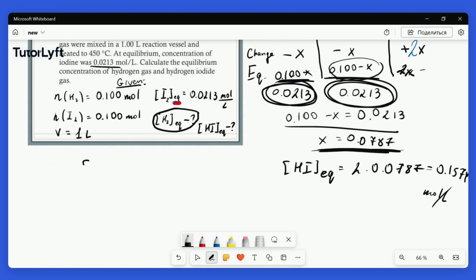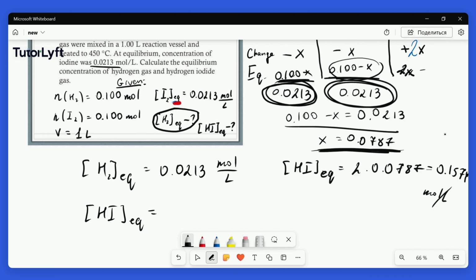And the answer is, H2 at the equilibrium will be 0.0213 moles per liter. And the concentration of HI at the equilibrium as well, because the initial one was 0, remember, in the example, was 0.1574 moles per liter. Never forget the units, because lots of teachers don't like when the units are missed, and some points can be lost even though you got the correct answer.